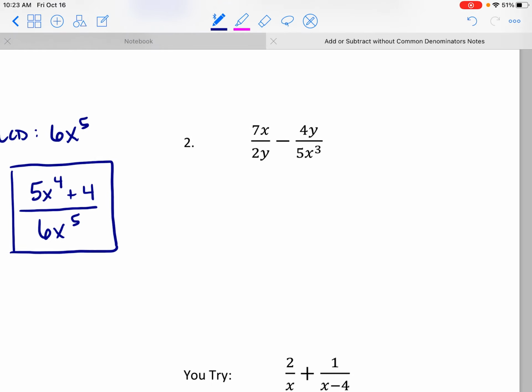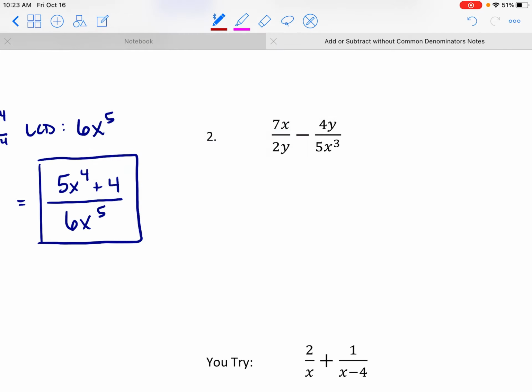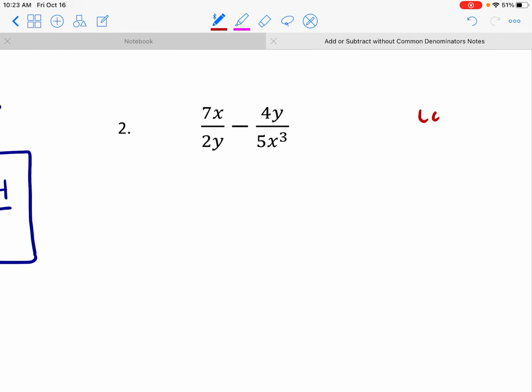Alright, let's try another one that is a similar type. So we need a common denominator for these two denominators. So the smallest number that 2 and 5 go into is going to be 10. And then I've got x's and y's, so I'm going to have to put an x to the 3rd and a y in my common denominator. So what am I going to have to multiply my first fraction by? Well, the first thing is to get from 2 to 10, I've got to multiply by 5.